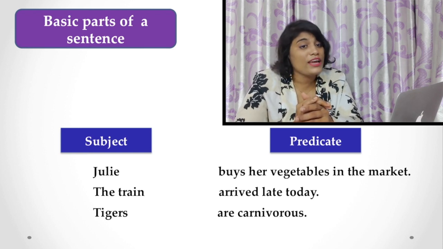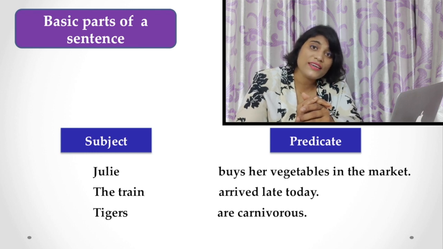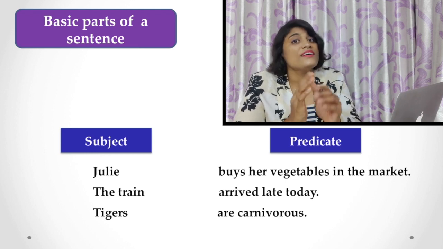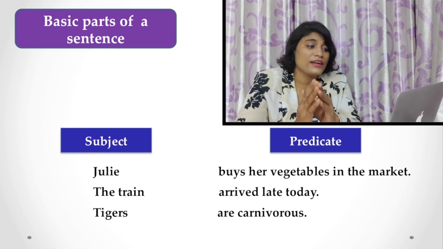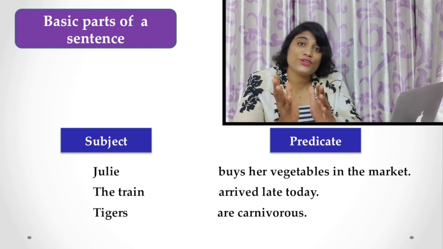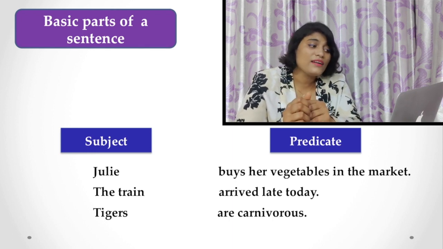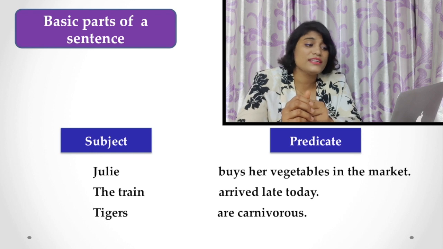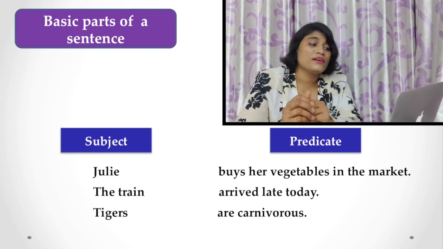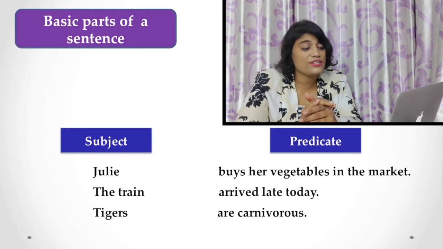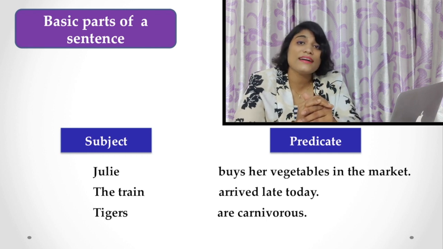Similarly, the train arrived late today. Here also you find the train is the subject, whereas arrived late today is the predicate part. And tigers are carnivorous. Here also you find tigers as the subject, and are carnivorous is the predicate part.